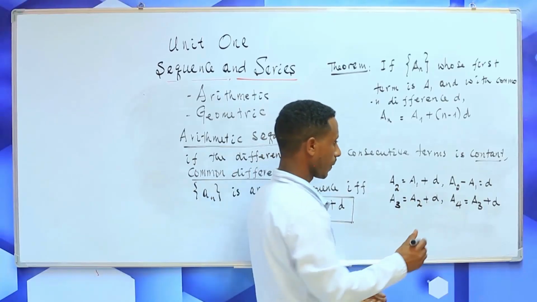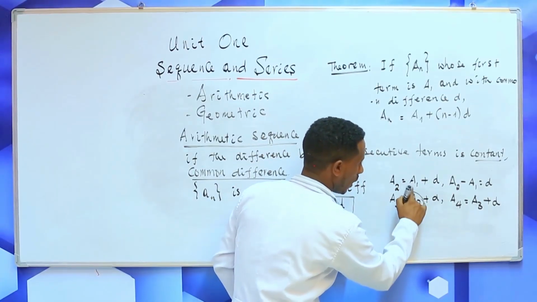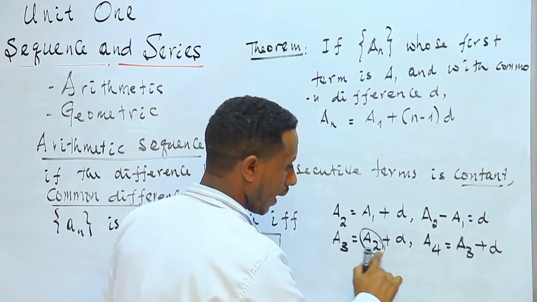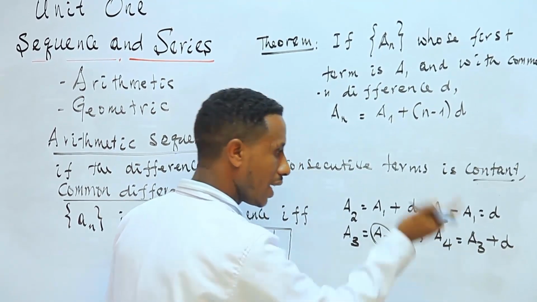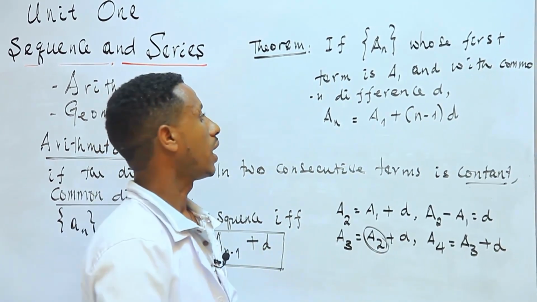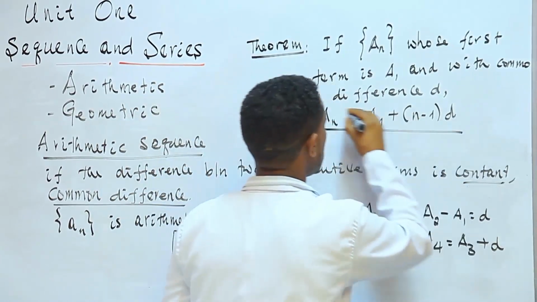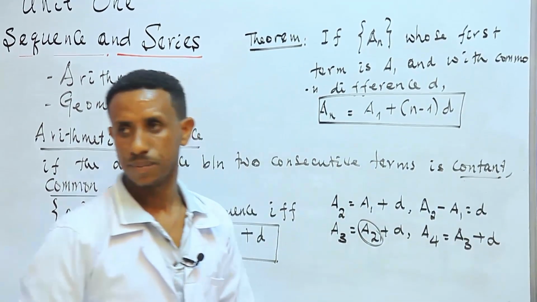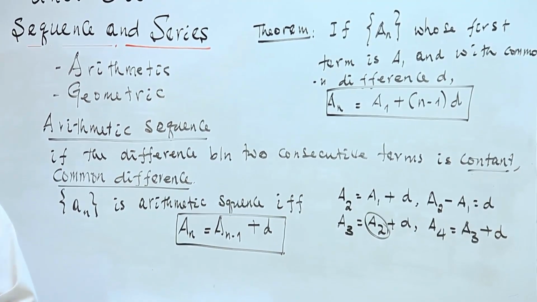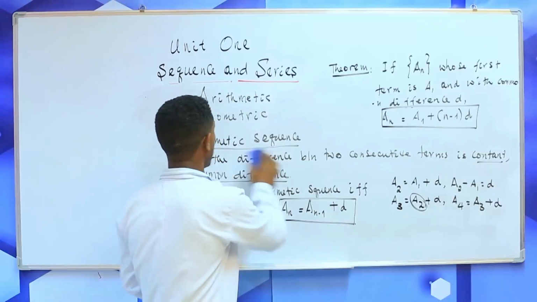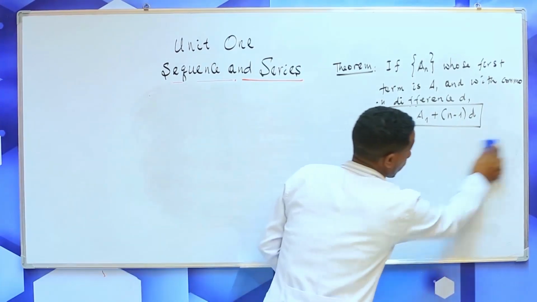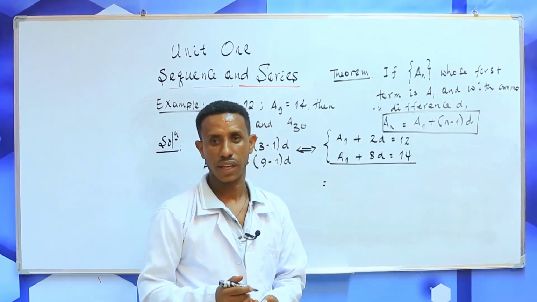You can put A1 plus D instead of A2, and A2 plus D instead of A3, and then substitute A1 plus D instead of A2, and then you can arrive at this general formula. Very fantastic. I think you are very clear with this. So let's have an interesting example on this.